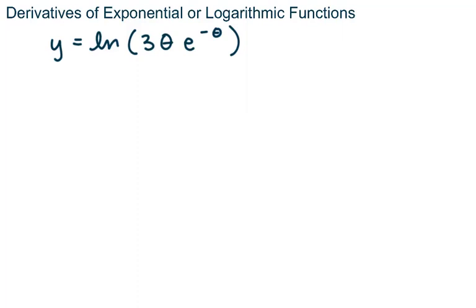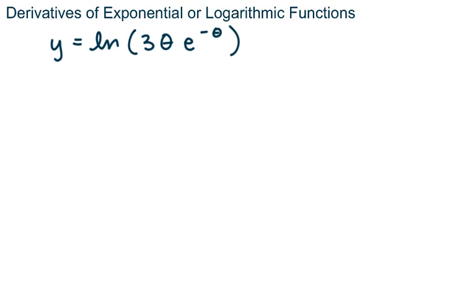In this video, I'm going to do two more examples of derivatives that involve both log and exponential functions and may also involve the product rule. So here we have y equals the natural log of 3 theta times e to the negative theta.